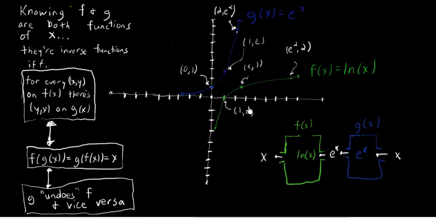And the same reasoning that we used for the points (1, 0) and (0, 1), we can use for the other pairs, (e, 1) and (1, e), and (e squared, 2) and (2, e squared), respectively. So knowing now what we know about inverse functions, can we use that to come up with an expression for the derivative of ln of x?